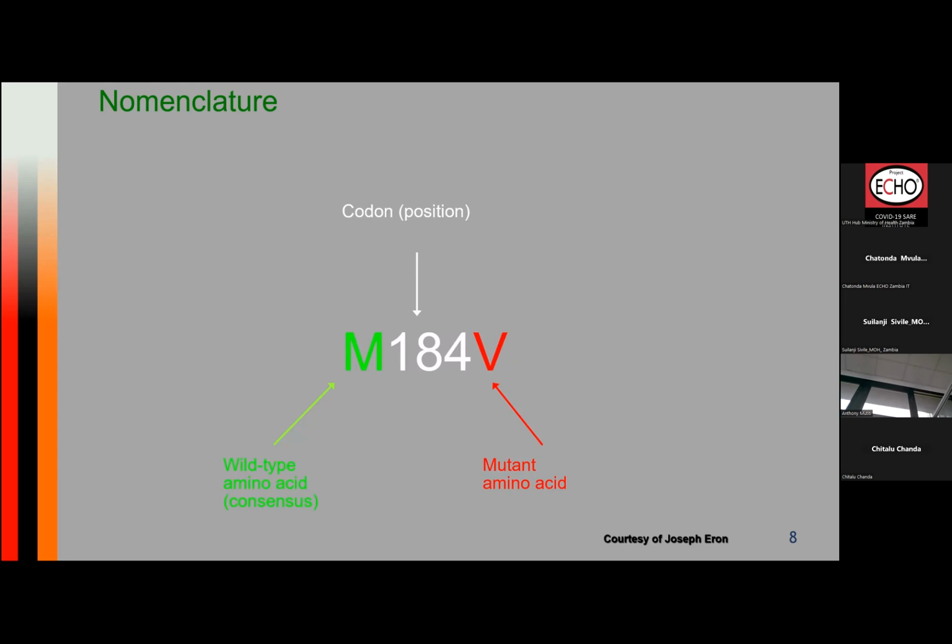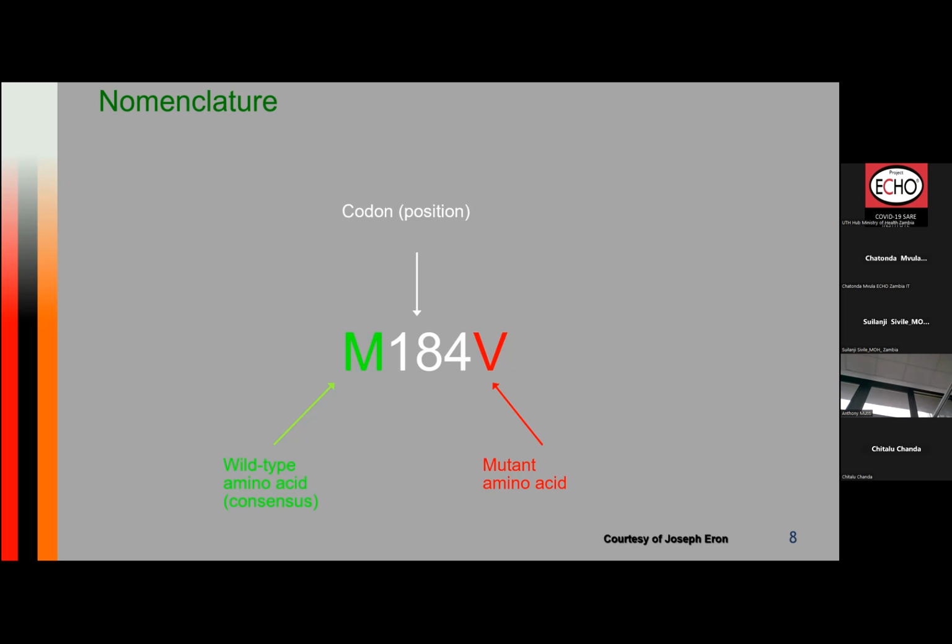So there's this famous mutation, a good example usually used for the nomenclature, the M184V. It simply means that in the wild type, there was an M, in this case methionine as an amino acid. Then there will be a change to valine, which is another amino acid, at position 184. And depending on which position there's a change, the results will be different.